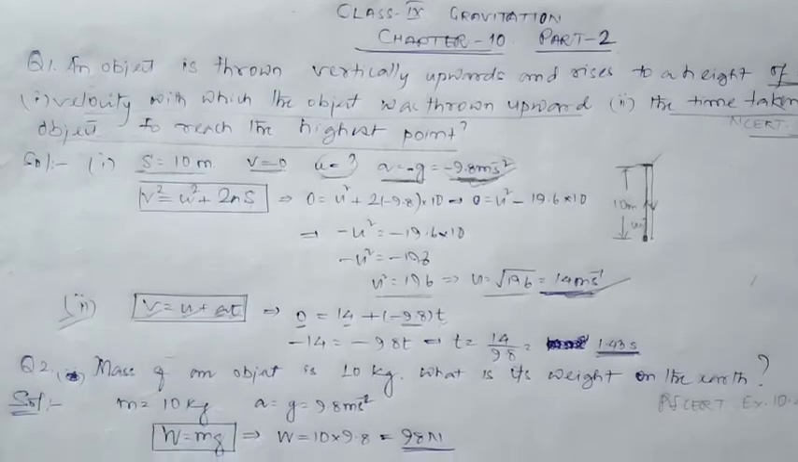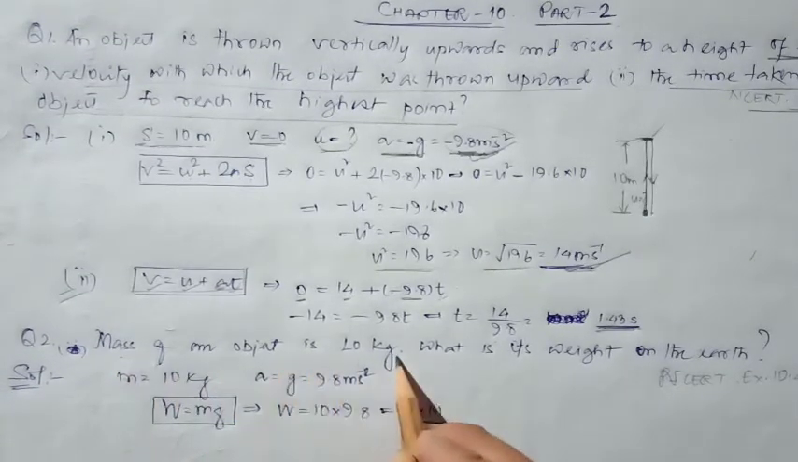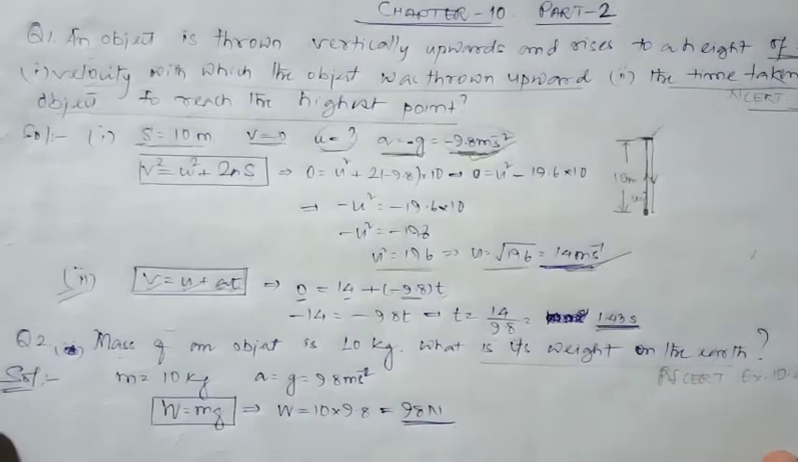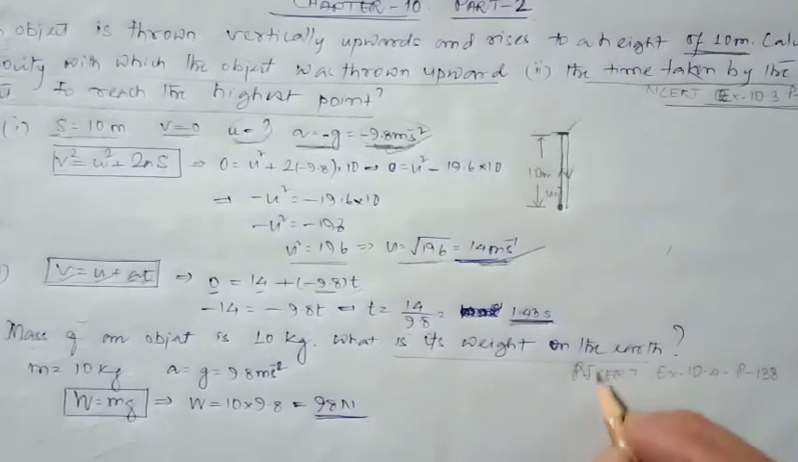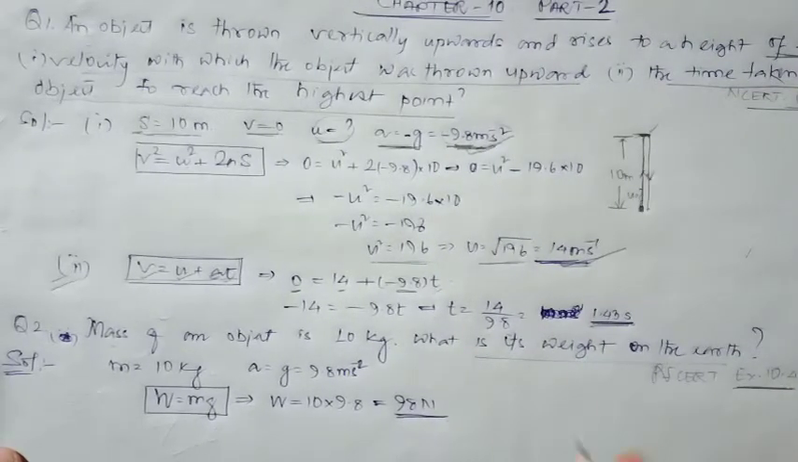What does this problem say? So here is the second problem. Mass of an object is 10 kg. What is its weight on the earth? Students, this is also our NCERT textbook problem, Example number 10.4, page number 138. Now students, here we have to calculate the weight.